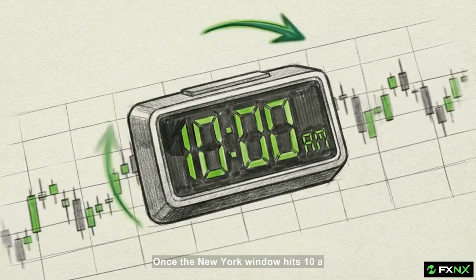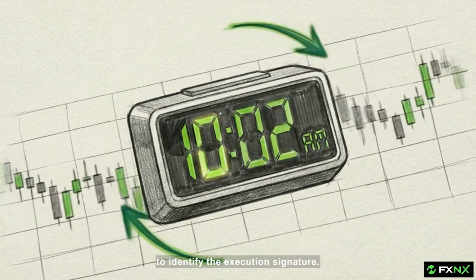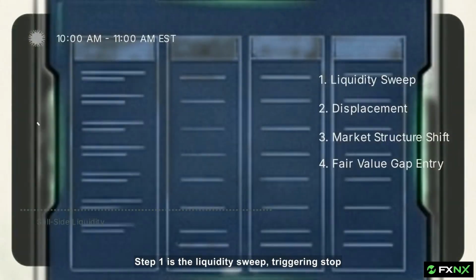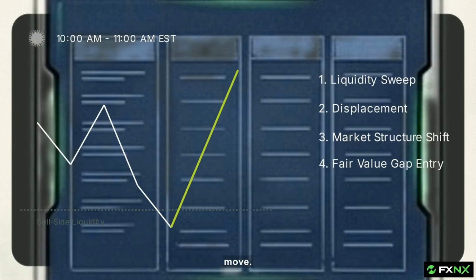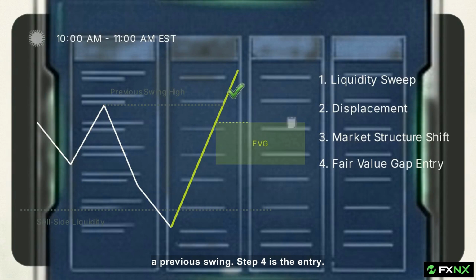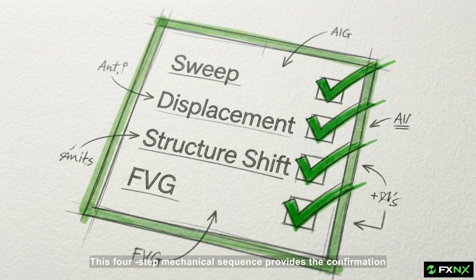Once the New York window hits 10 a.m., we move to the 1-minute chart to identify the execution signature. Step 1 is the liquidity sweep, triggering stop losses. Step 2 is displacement, an energetic opposite move. Step 3 is the market structure shift, breaking a previous swing. Step 4 is the entry. We spot the fair value gap and place a limit order. This 4-step mechanical sequence provides the confirmation needed to show that price is being delivered toward your higher timeframe target.